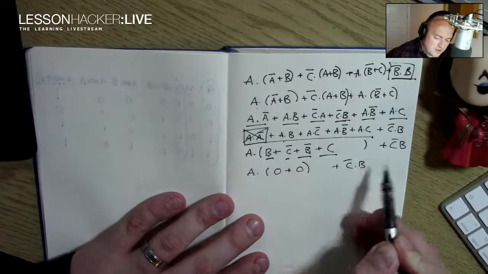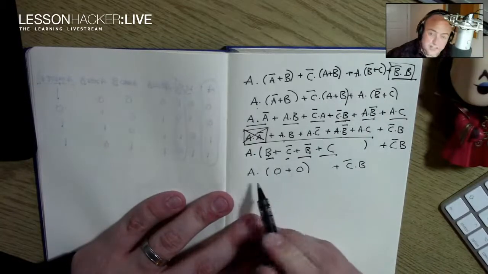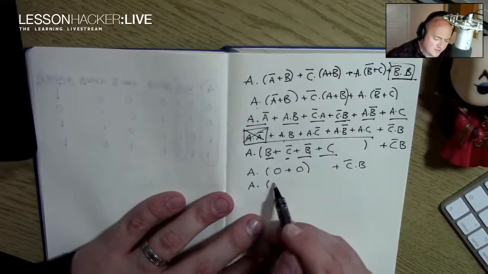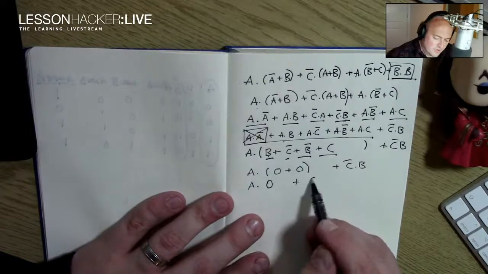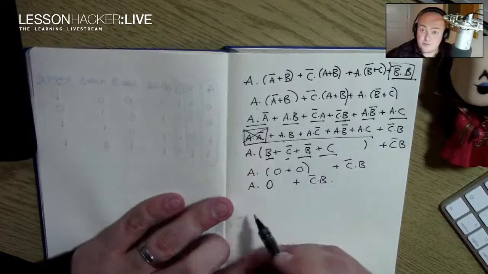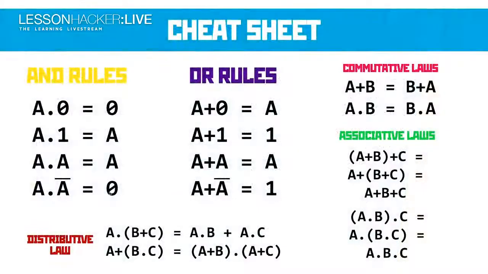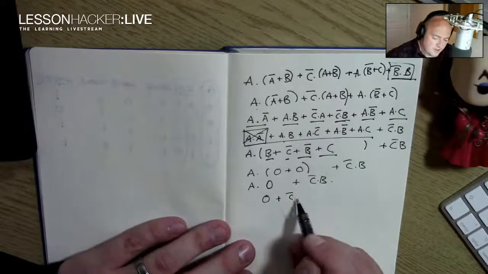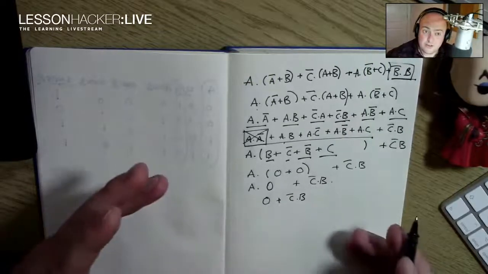Now, 0 or 0, that's a repeated term, so we can get rid of that. A and 0, or not C and B. Now, there is a rule for A and 0, which we can go back to our cheat sheet and have a look at. A and 0 just becomes 0, so we can get rid of that. A and 0 becomes 0. And hopefully remember that the 0 term can just disappear.